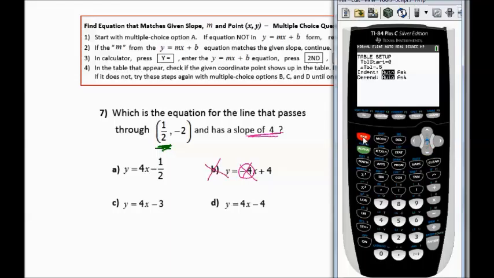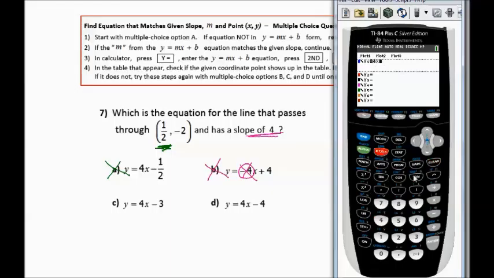Go back to your table, second table, and notice that now we have the 0.5, which is the same as the 1/2. They're telling us that the 1/2 should be paired up with a negative 2, but in this table the 1/2 is paired up with a 1.5, so that's not our option. And we try our next equation. I'm going to try option C, y is equal to 4x minus 3.